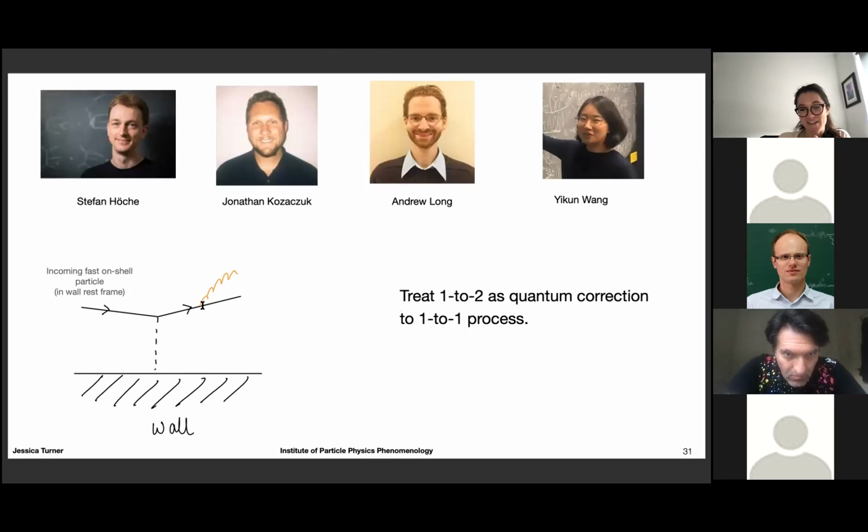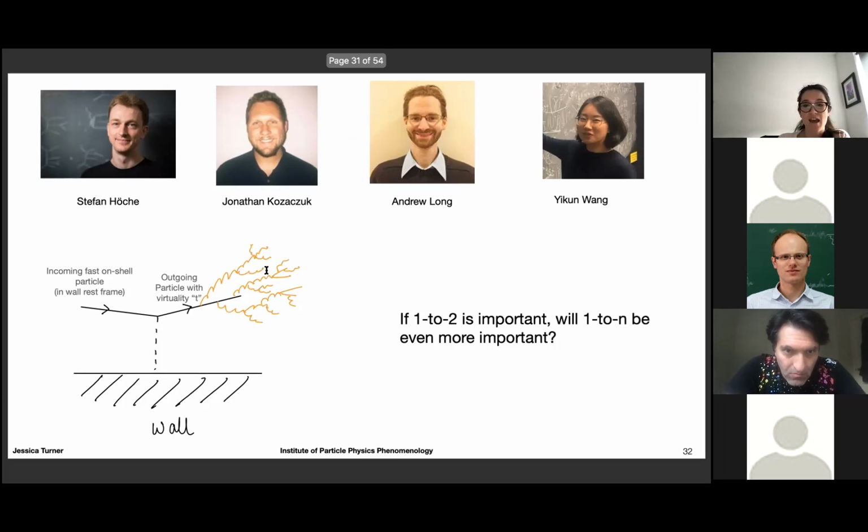8 years later, they looked at a particle coming in, interacting with the wall. Secretly, it's actually put off of its mass shell, or else it couldn't emit two particles in the final state. But this interaction does occur. And what they found is that the 1-to-2 process, which is actually a quantum correction on the 1-to-1 process, was significantly more important in terms of the pressure. And we want to ask the question, if the 1-to-2 was so important, will the 1-to-n be even more important?